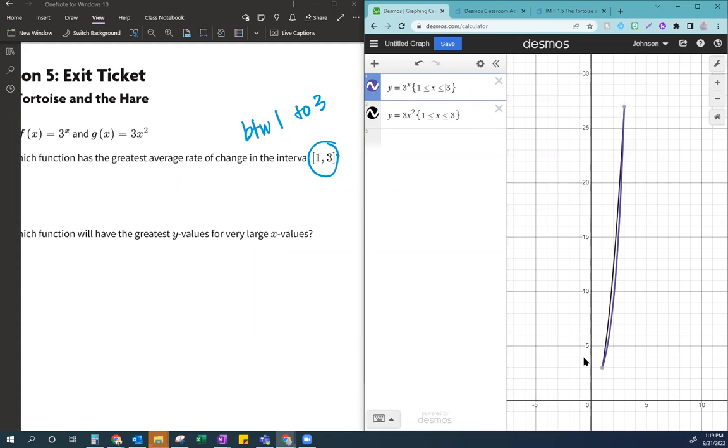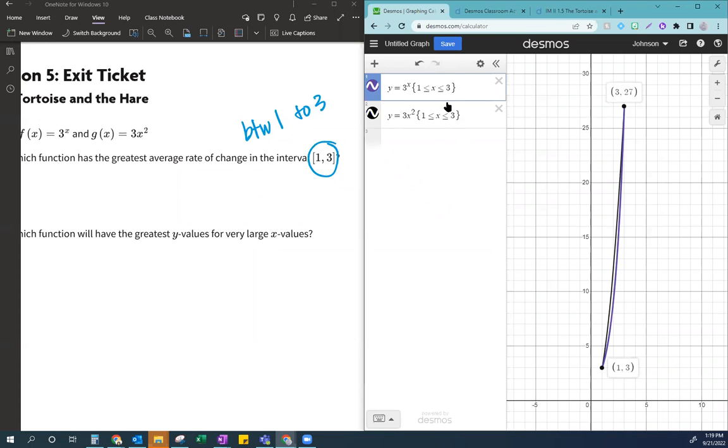So they're asking who had a greater rate of change, 3 to the x, which is our blue guy, or 3x squared, which is our little black curve right there. If I actually look at this, it looks like they begin and end in the same exact place. So the average rate of change for both of them is going to be the same. Just to prove this, I find the endpoints of what you're talking about. I plugged in 1 and I got out 3 for both of them. I plugged in 3 and I got out 27.